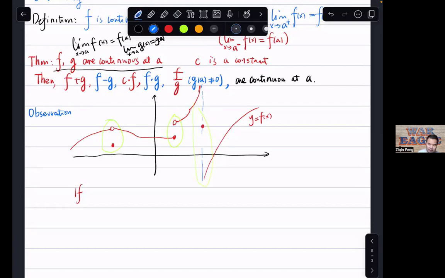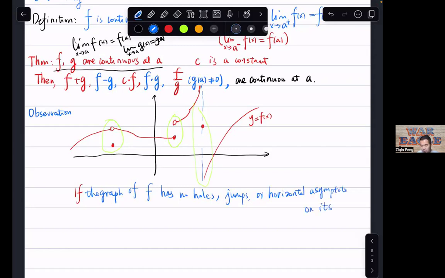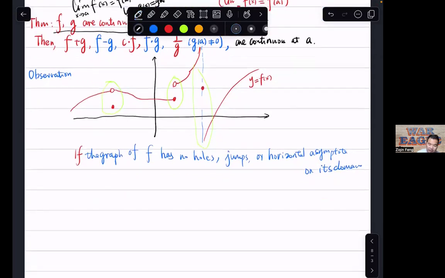And so let me write that down. If the graph of f has no holes, or jumps, or asymptotes on its domain, then the function must be continuous. Then f is continuous on its domain.